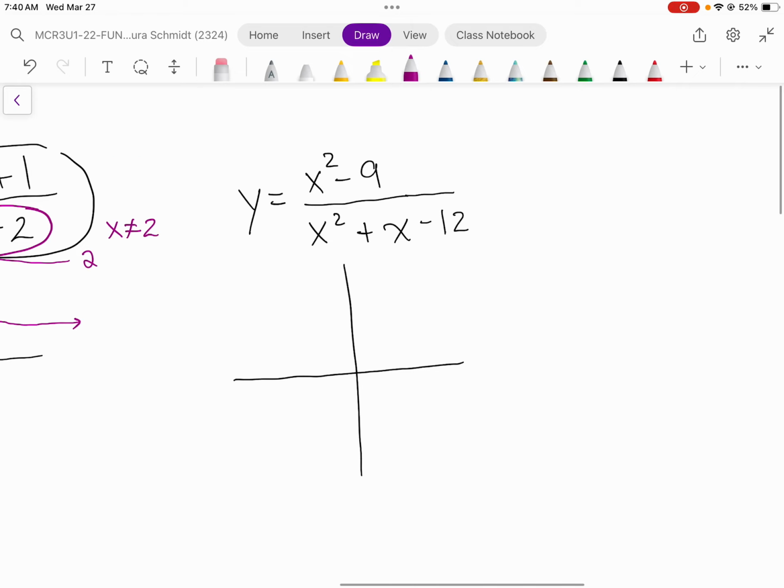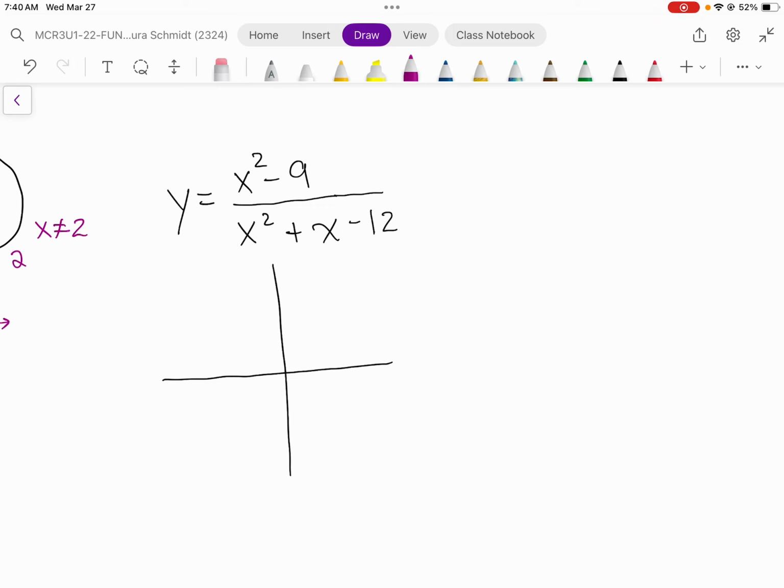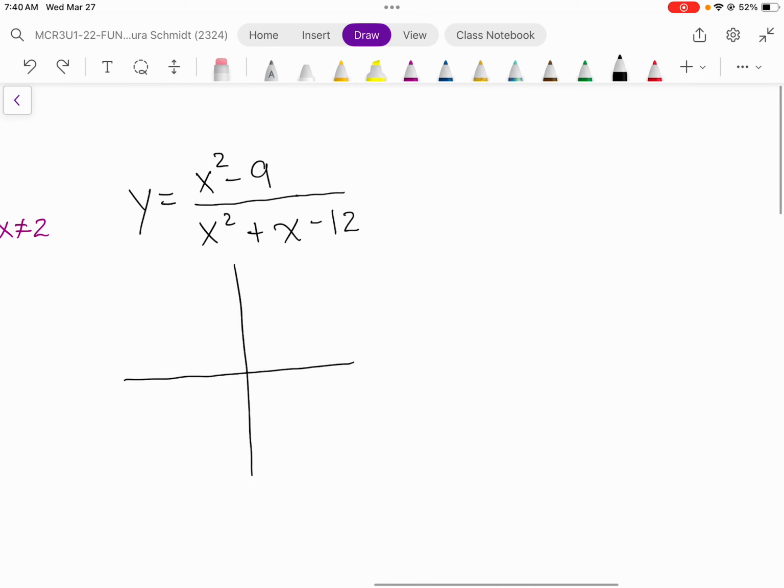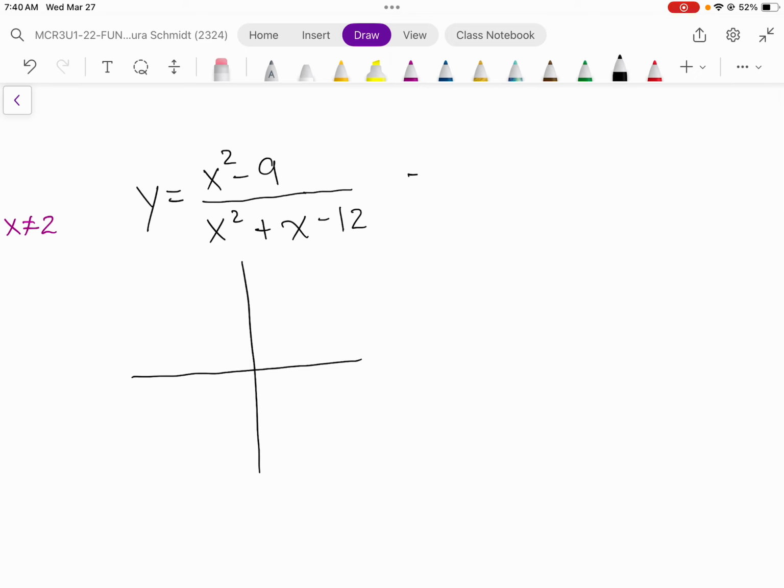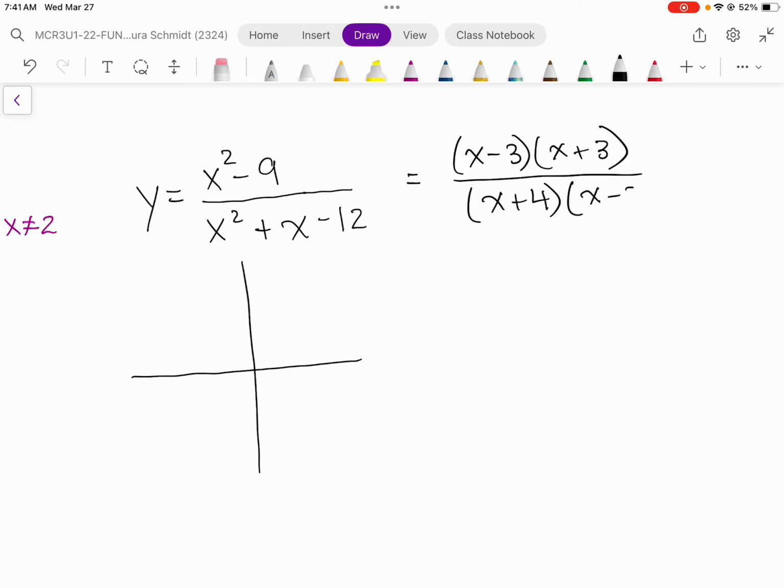Okay, but this can also happen. Here's just another example. So maybe a question for you would be simplify this expression. And then in grade 12, you would have to graph this expression. So the reason we're doing this year is to be able to get some algebra skills to simplify things. So if I was going to simplify this, the first thing I would do is factor it. So I would factor the top to x minus 3, x plus 3. I would factor the bottom to x plus 4, x minus 3.